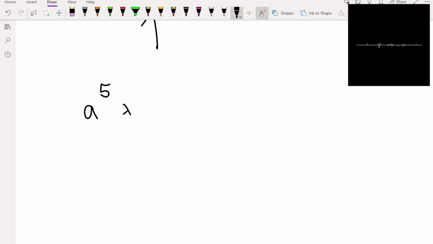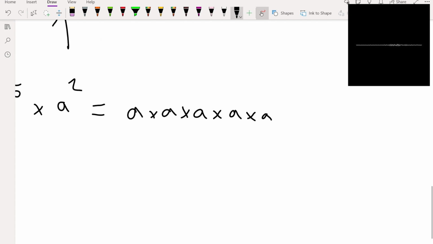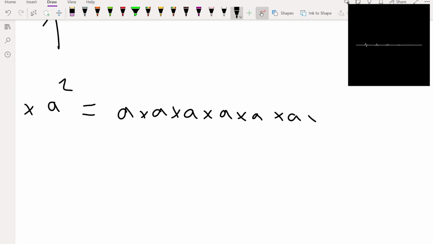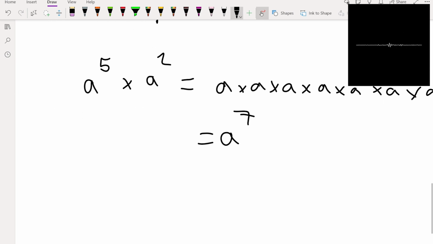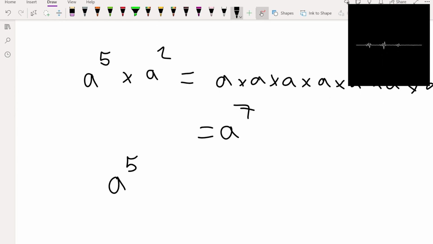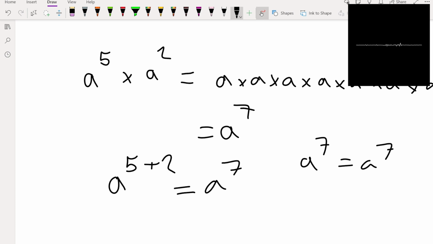A to the power of 5 times a to the power of 2 can be rewritten as, let me take a deep breath for this one, a times a times a times a times a, and then we can't forget the a squared, times a times a. There we go. And since there's 7 a's in all of this, we can just rewrite this equation as a to the power of 7. Look at that. But wait a minute. If we take a to the power of 5 plus 2, we also get a to the power of 7. A to the power of 7 is equal to a to the power of 7. Nice, so we've just proven this rule.